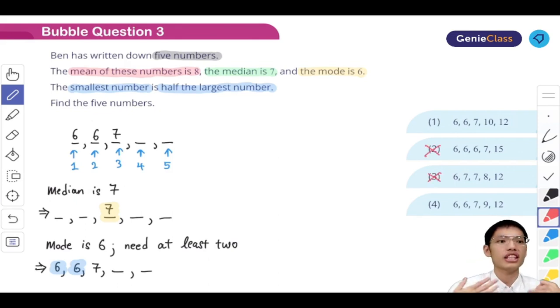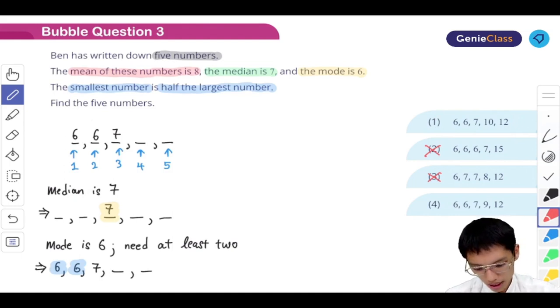So that's why reading the question is very important, to know what we have over here. Okay, median is 7, mode is 6. I think I color coded wrongly. Never mind, let me just leave it as that. Actually, let me just change. It's alright. Okay, 6, 6, 7.